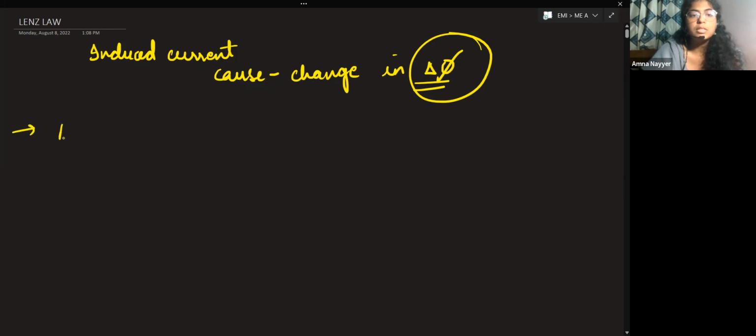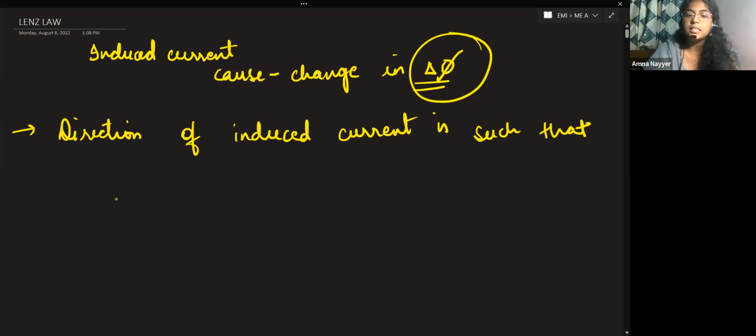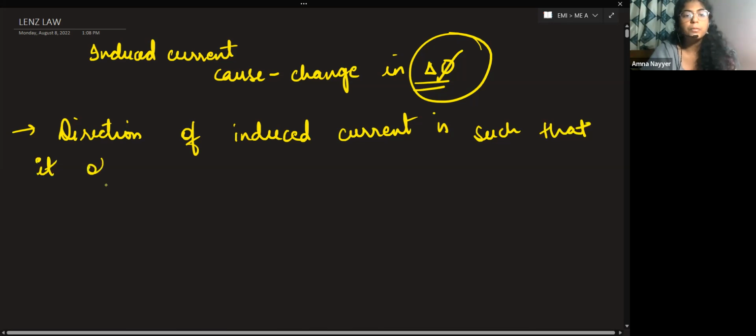First, let me write down the statement. It says that the direction of induced current, and in the exam, questions also come: write the direction of induced current, write the direction of induced magnetic field because of the induced current. So induced current is very important to understand here. The direction of induced current is such that it opposes the cause that produces it.